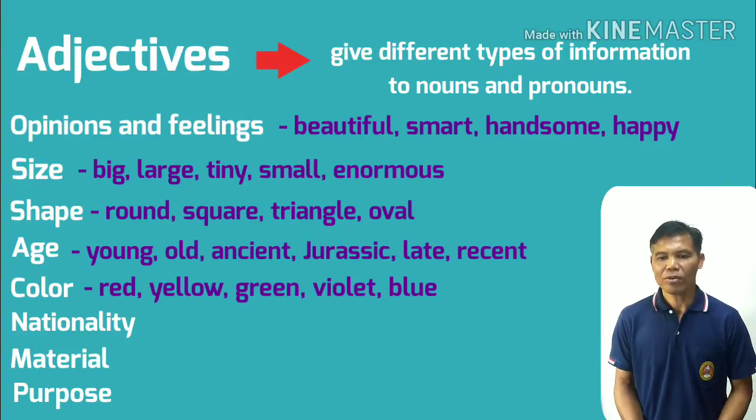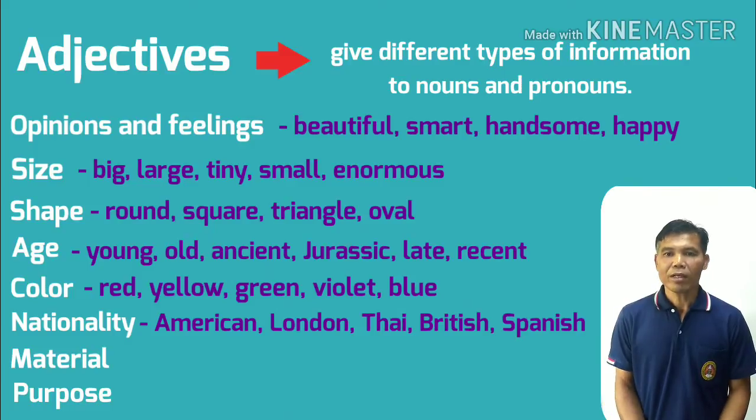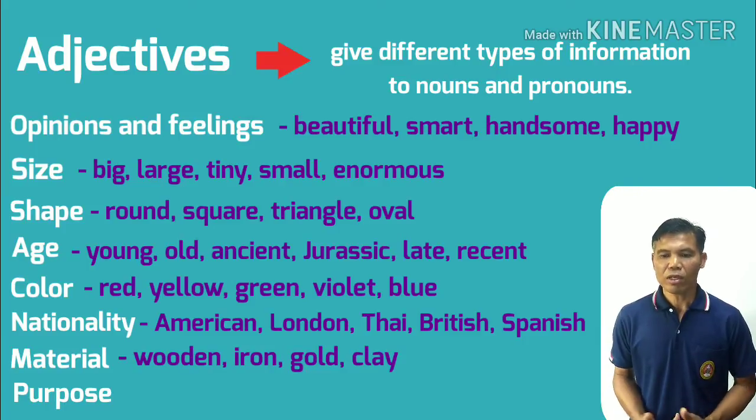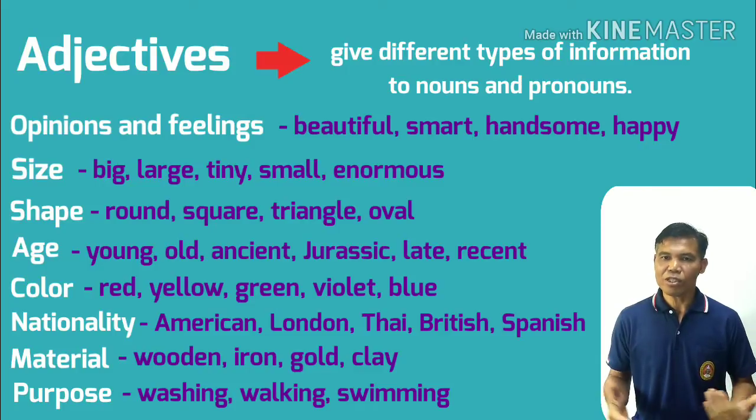Red, yellow, green, violet, blue are adjectives that describe color. American, London, Thai, British, Spanish are adjectives that describe nationality. Wooden, iron, gold, clay are adjectives that we use to describe material. Washing, walking, swimming are examples of adjectives that we use to describe purpose. So, these are the adjectives in English.